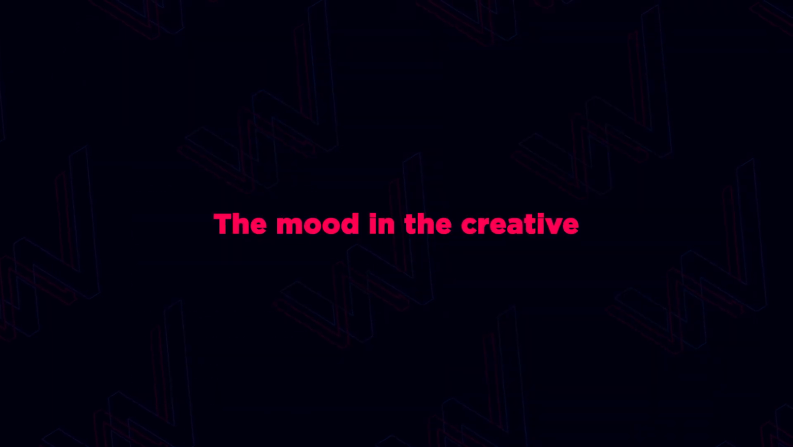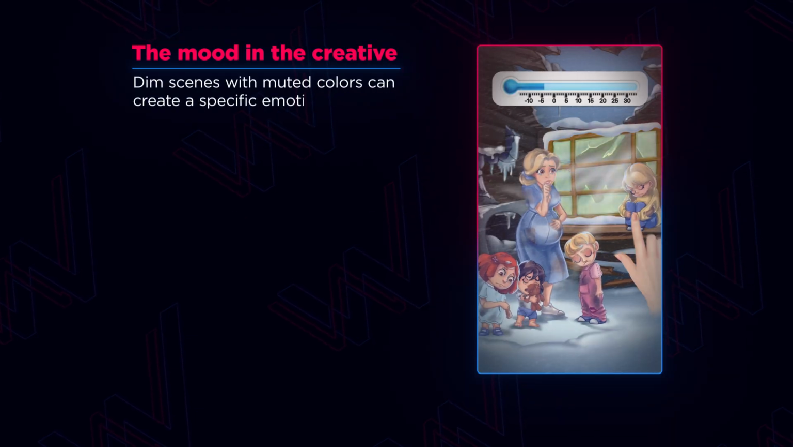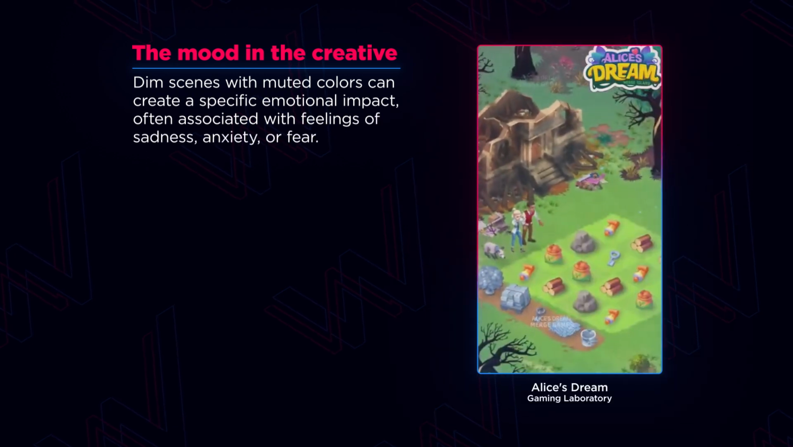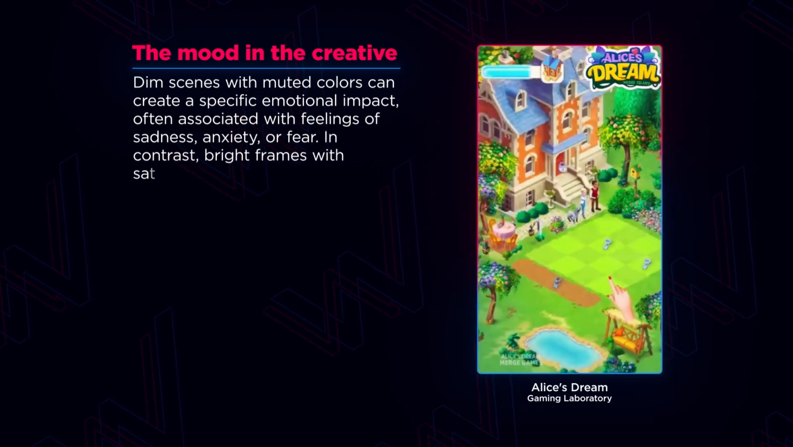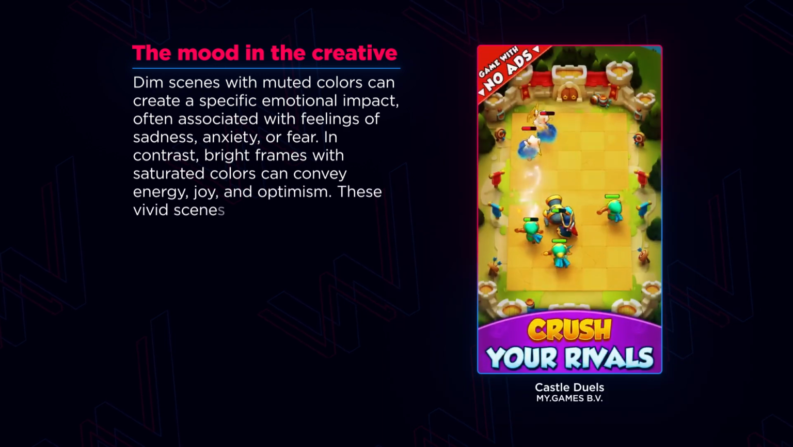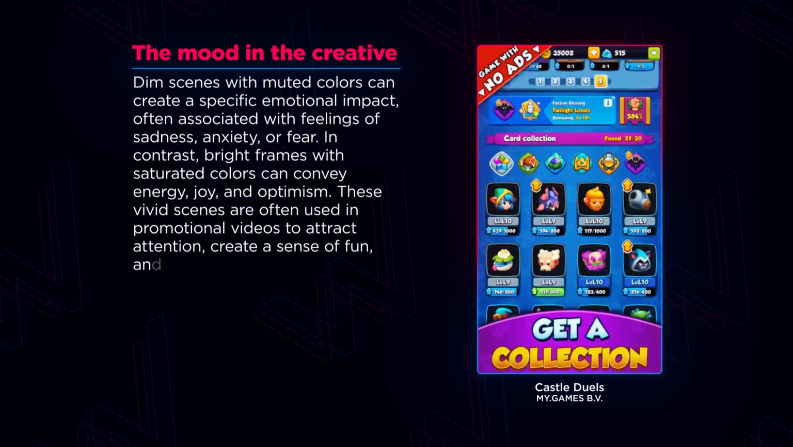The mood in the creative. Dim scenes with muted colors can create a specific emotional impact, often associated with feelings of sadness, anxiety, or fear. In contrast, bright frames with saturated colors can convey energy, joy, and optimism. These vivid scenes are often used in promotional videos to attract attention, create a sense of fun, and encourage action.